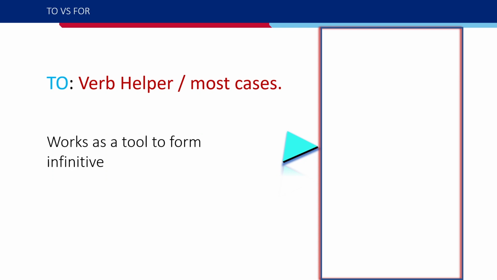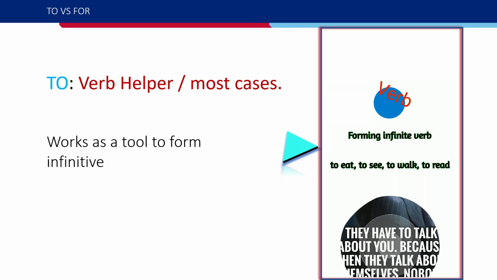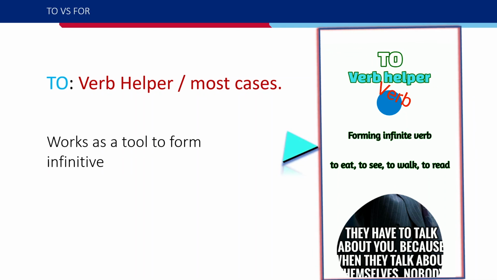Okay, final ideas. In these final ideas, I want you to notice with me that "to" comes as a verb helper. In most cases, we find it as a tool to form the infinitive. You know, the verb, when it's base, we see it as infinitive. For example, to eat, to see, to walk, to read. This is the infinitive form, and "to" takes place to help it.